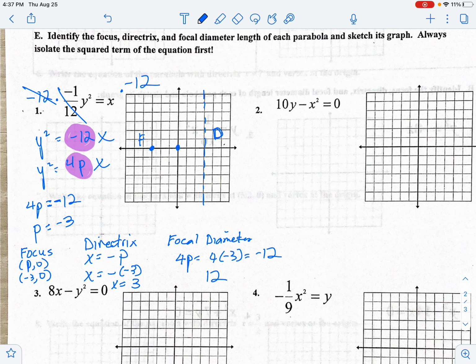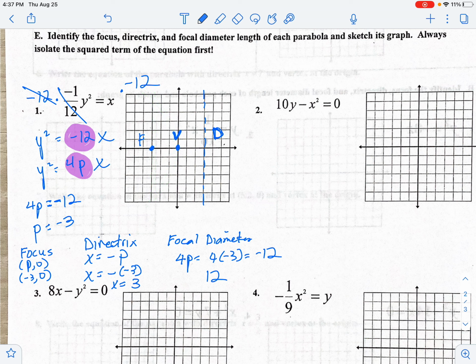Vertex being right in the middle between those two things. Focal length goes along this focus. Again, parabola wrapping around the focus. That's what it'll do. So I know my diameter will go this way.